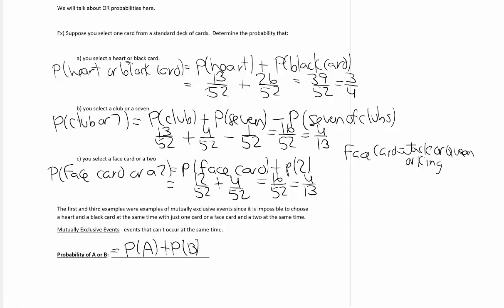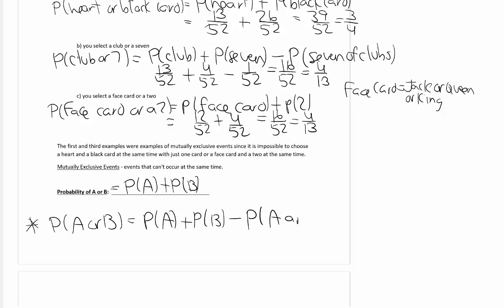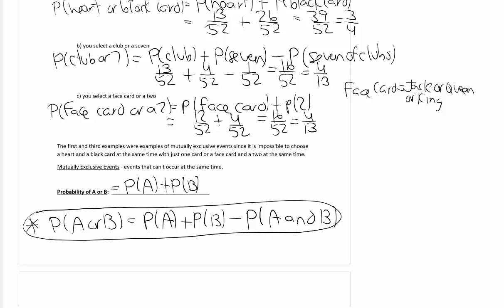the probability of B. But what I would suggest that you remember all the time for ORs, the probability of A or B is the probability of A plus the probability of B minus the probability of A and B. That takes care of the overlap, like part B. This would be the formula that I would use for the OR statements for the rest of this course.